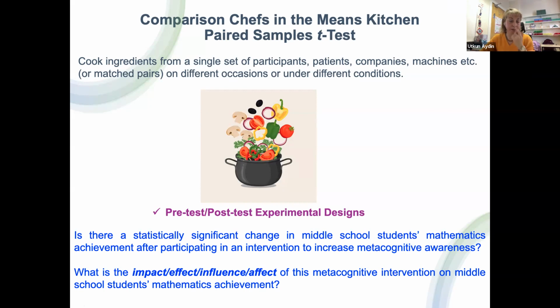An example of a research question is: is there a statistically significant change in middle school students' mathematics achievement after participating in an intervention to increase metacognitive awareness? In other words, you are asking the question, what is the impact, effect, or influence of this metacognitive intervention on middle school students' mathematics achievement?